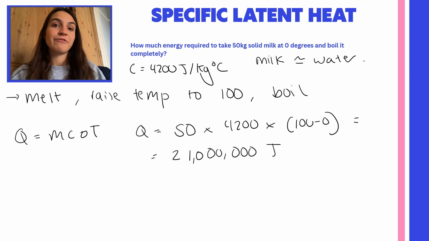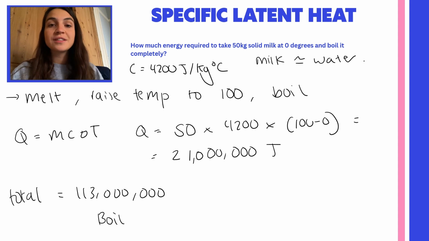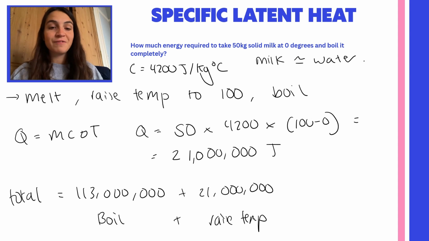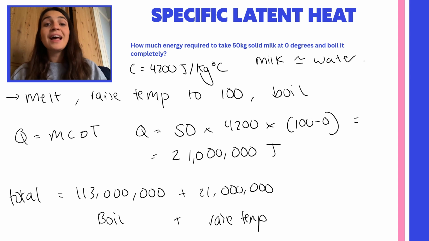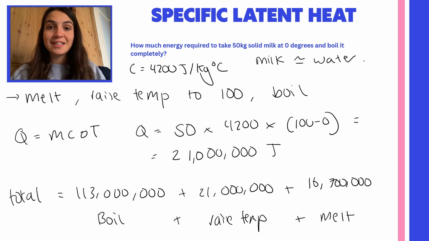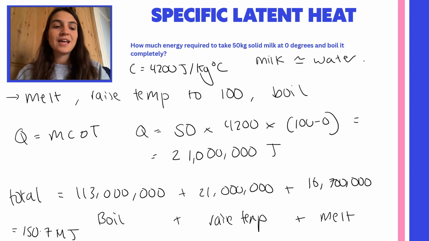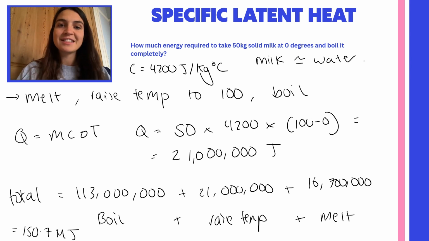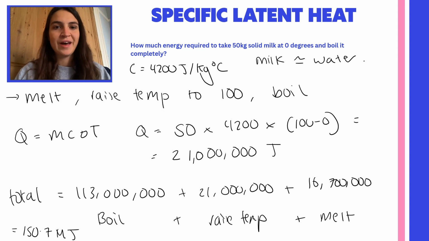And now I need to find the total energy. From the slide before, it was 113 million joules to boil it. And now I've just found it was 21 million joules to raise the temperature between 0 and 100. And I need the energy to have melted the milk in the first place too, which again from the other side was 60,700,000. So if I add them all together, in total, it was 150.7 million joules to melt it, then raise its temperature, then boil that milk.